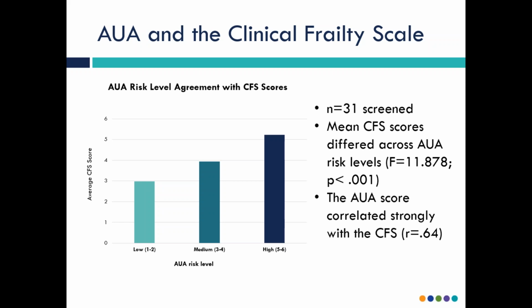This was done with 31 people, and we found that the mean clinical frailty scale scores differed across the 3 AUA risk levels, and you see the bars there. So we felt this was some reasonable additional evidence of the psychometric properties of the AUA in the context in which we planned to use it.